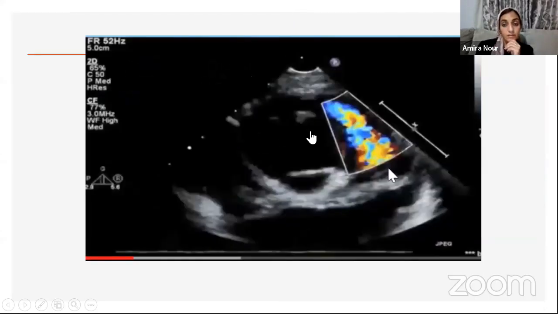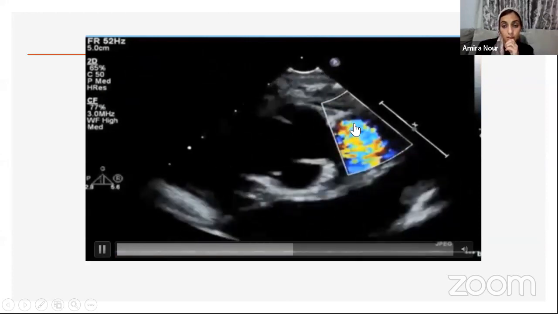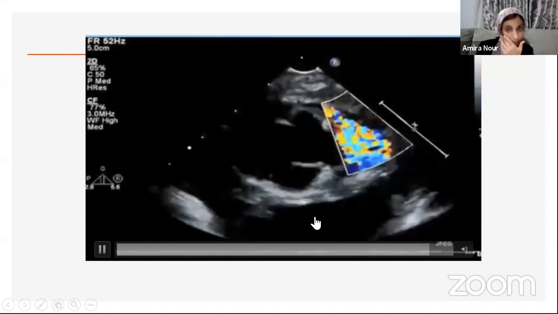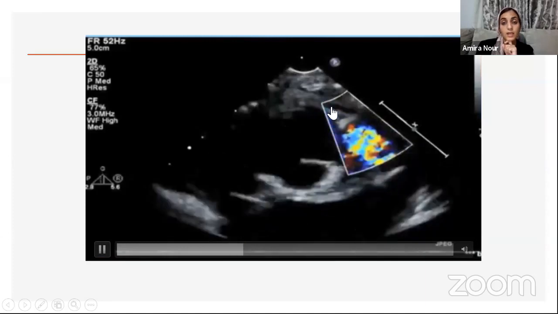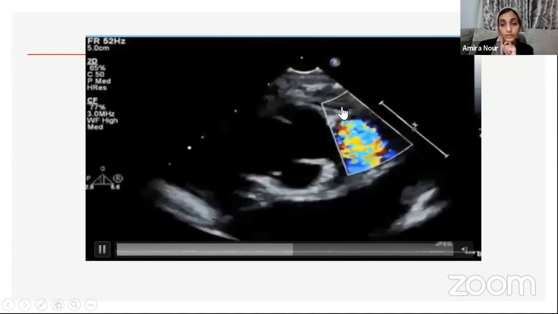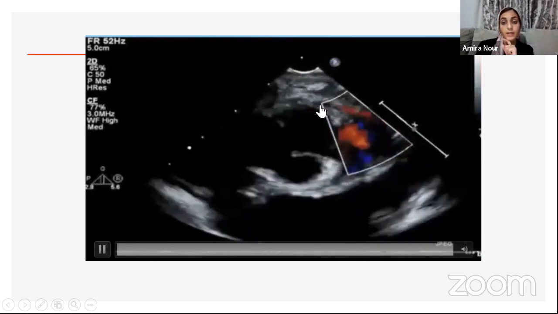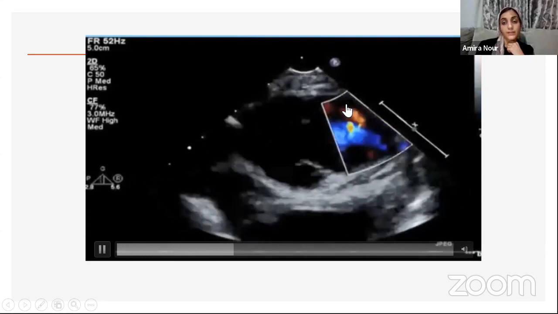Actually, this is a very interesting echo, where we can see that this patient was DORV with subaortic VSD and pulmonary stenosis, and very interestingly he had a coronary artery, mostly the LAD, arising from the RCA crossing in front of the RVOT. So this was very interesting.